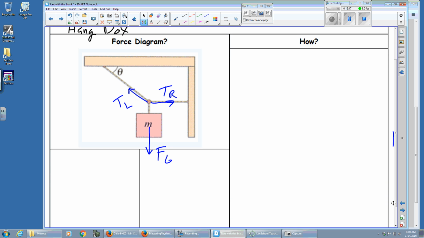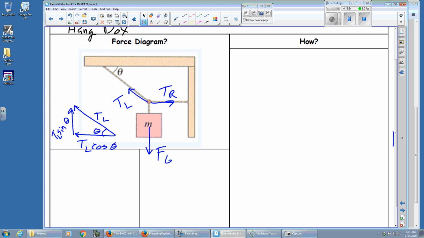That would be what I would need for my Y. The only thing I might do here is draw a little component triangle for TL, because I have a feeling I'm going to do the components of TL. And if that angle is theta, then this angle is theta. So this side would be TL cosine theta, and this side would be TL sine theta. Kind of optional, but personally I need to see that.